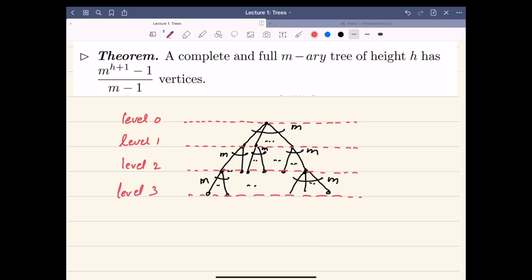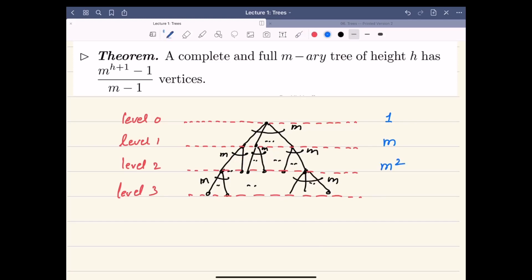Now on the other side, we are going to count the number of vertices in each level. For level 0, we have only one vertex, which is the root. For the second level, if you want to count how many vertices there are, they are the number of children of the root, which is m. Now each of these m children has another m children. So here we have 1, 2, 3 up to m, and each of them has m children. So for level 2, we will have m squared.